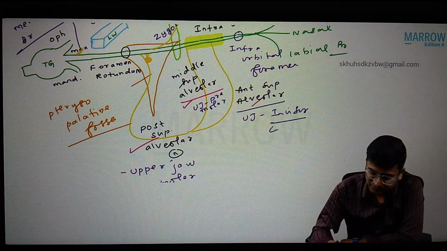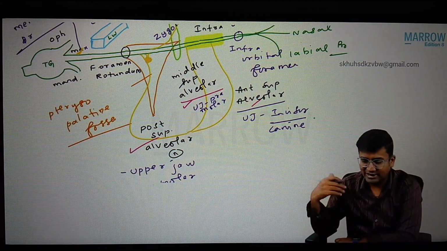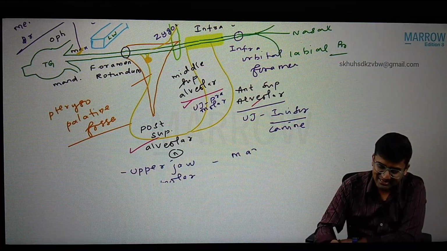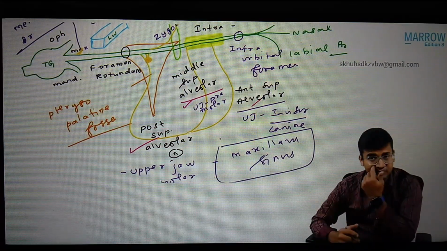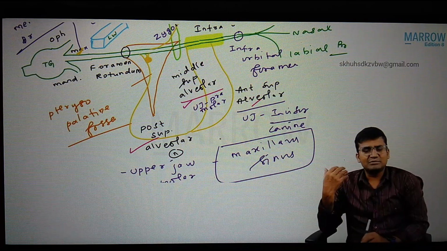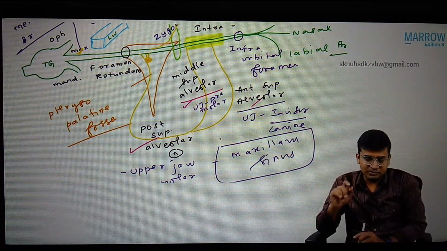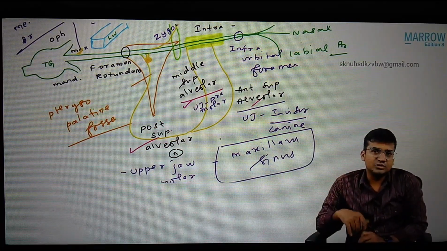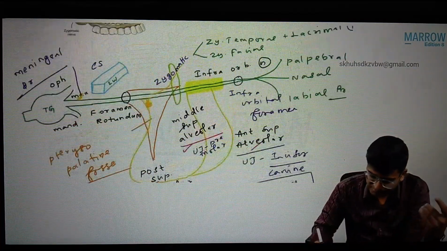Now these three, posterior superior alveolar, middle superior alveolar and anterior superior alveolar, unite and supply the maxillary sinus. Everybody knows that the maxillary nerve supplies the maxillary sinus, but in the exam they ask specifically about these three branches supplying the maxillary sinus. Okay, right. Now that's all about the maxillary nerve. Now we see the diagram.